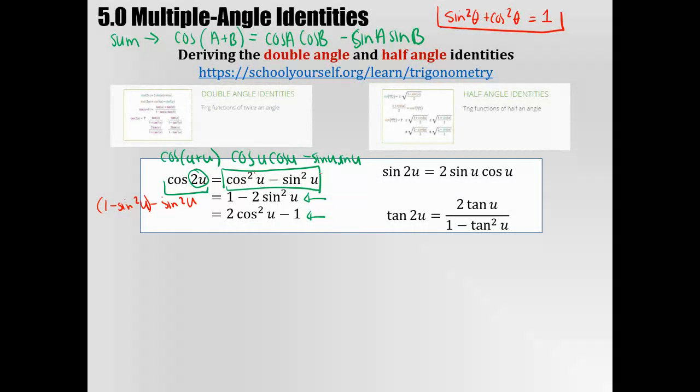I'm going to do the same thing here, and instead I'm going to replace sine. So I'm going to take cosine squared mu minus, and then sine squared is equivalent to 1 minus cosine squared. And you're going to see this happen a lot today. If I distribute that minus, I end up with cosine squared mu minus negative, that's plus. So that's why it's 2 cosine squared mu minus 1. So these are just manipulations.